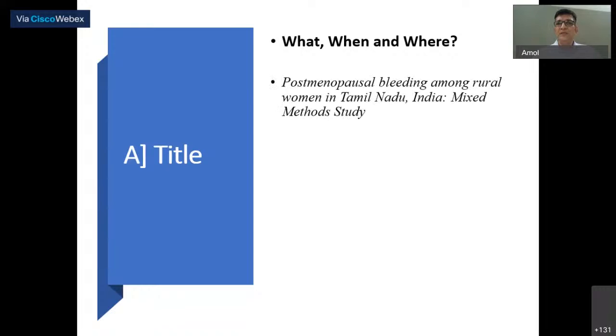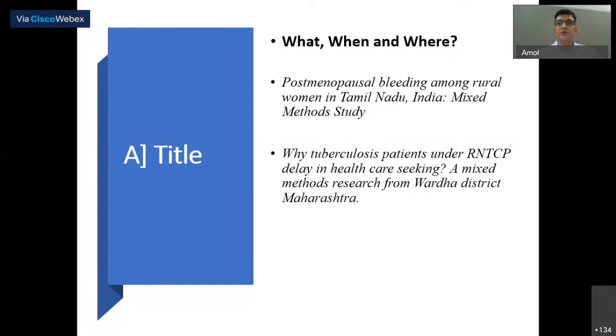But there are plenty of different ways people write a title. And this is one title. When you are doing a mixed method study, this is the way that we write a title: Postmenopausal bleeding among rural women in Tamil Nadu, India, a mixed method study. Some people try to put their title in a question form: Why are tuberculosis patients under RNTCP delaying healthcare seeking? The title should arouse interest among readers. A mixed method study, research from Wardha district, Maharashtra.